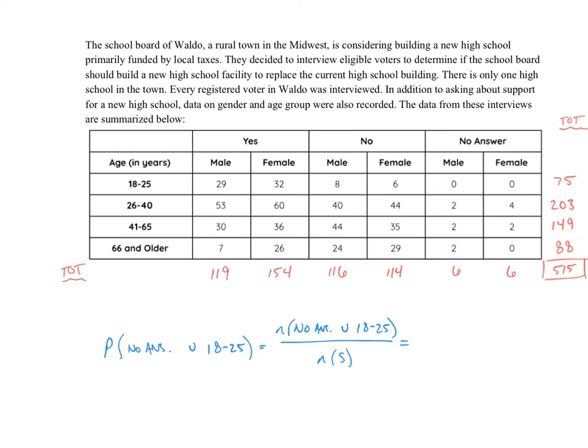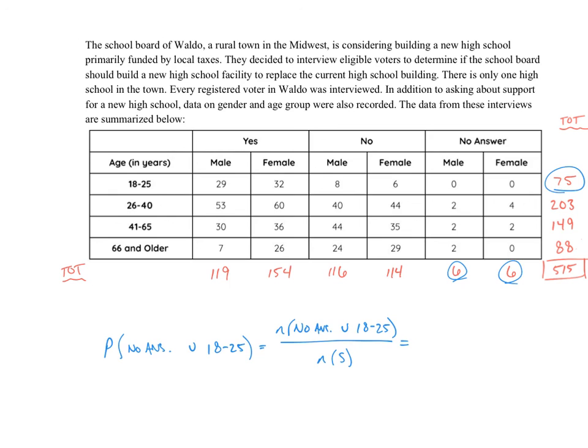So who are the people who did not answer? Well, that's these 6 people and these 6 people. They did not answer the survey. But we also have some people who are between 18 and 25, and that's these people. So I can add all those together, but I have to remember that I don't want to double count anything in the intersection. So I'll add those.